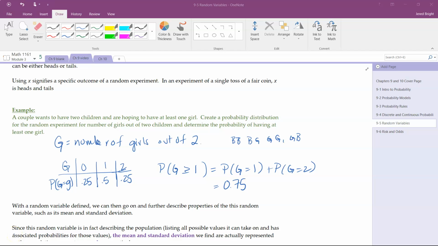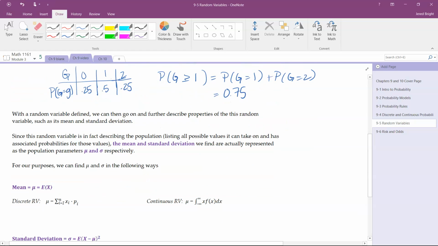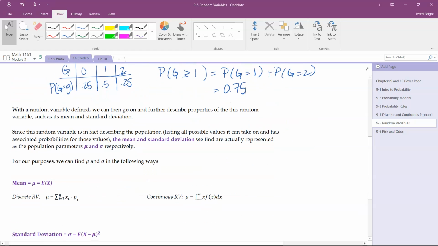The whole purpose of defining these random variables is so that we can have more properties available to us. And when we're talking about a variable, it's always nice to know the center and spread, right? With a random variable defined, we can go on and calculate its mean and standard deviation. And here, since we're talking about the entire sample space, or really the entire population, the mean and standard deviation we calculate are actually parameters.